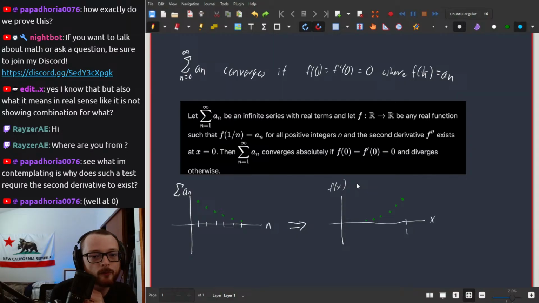Yeah, that's a good question too, Papadoria. If the second derivative does not exist, what does that mean? Like, what does it mean to be... Because we know that f prime of 0 is 0, but if f double prime was infinite, what does that mean for the graph of the function?